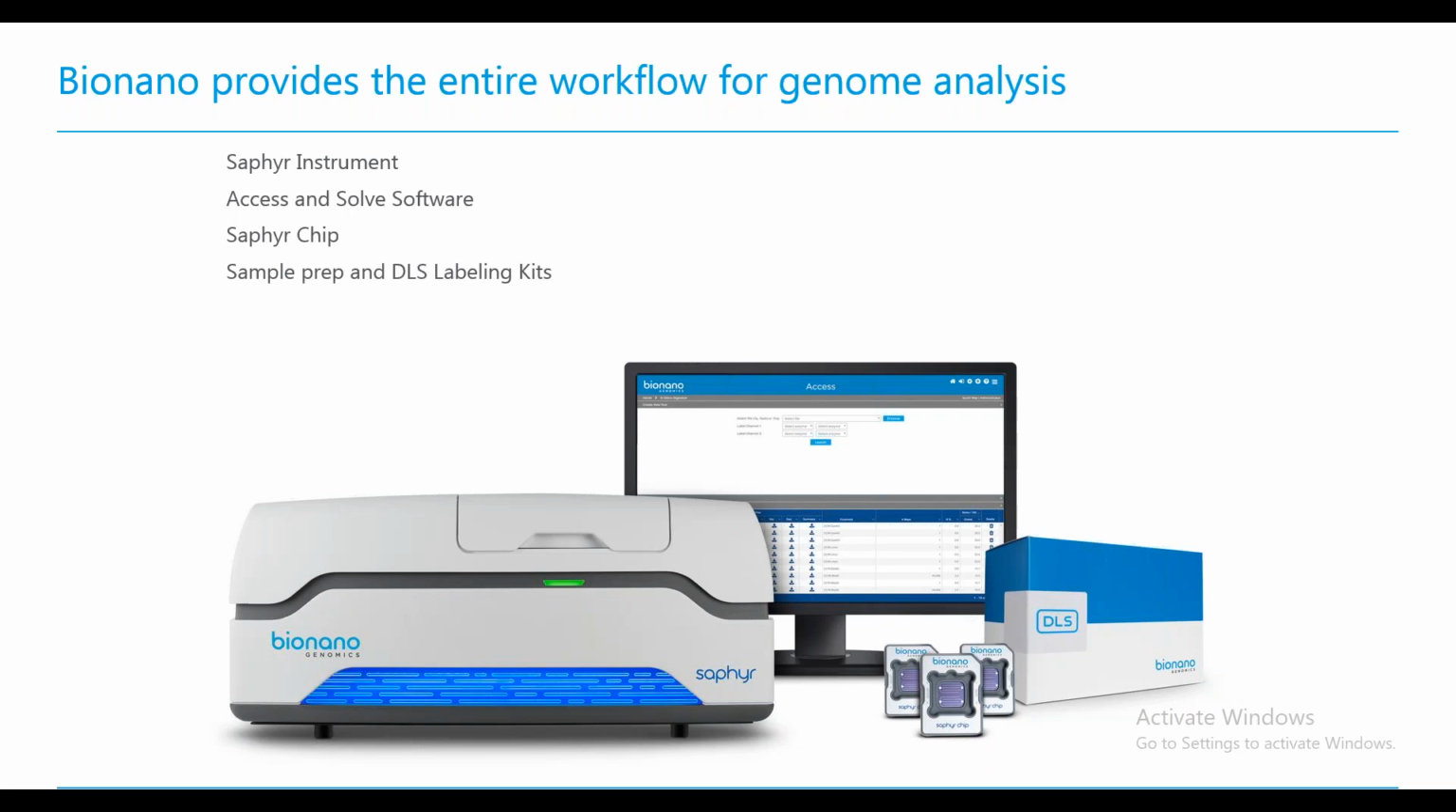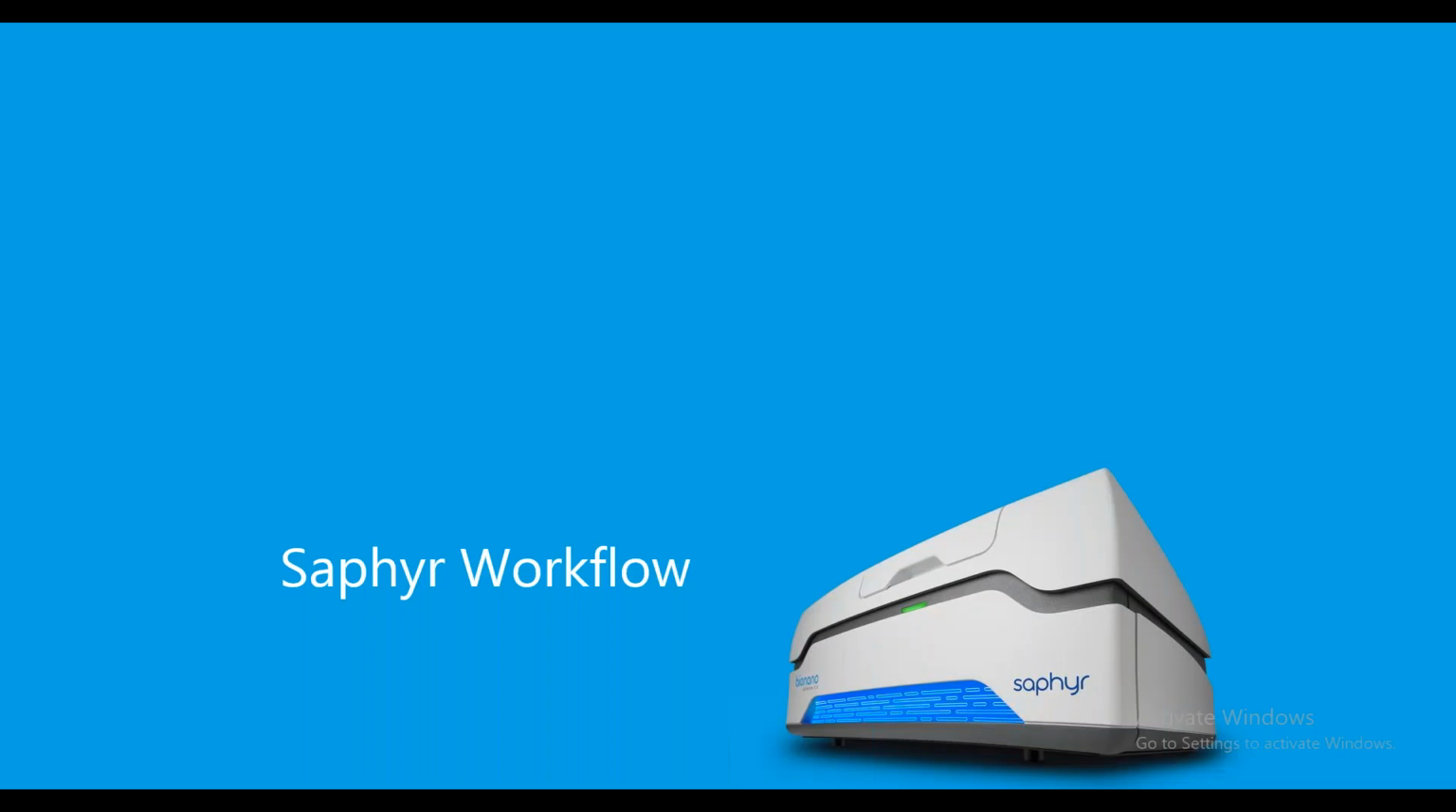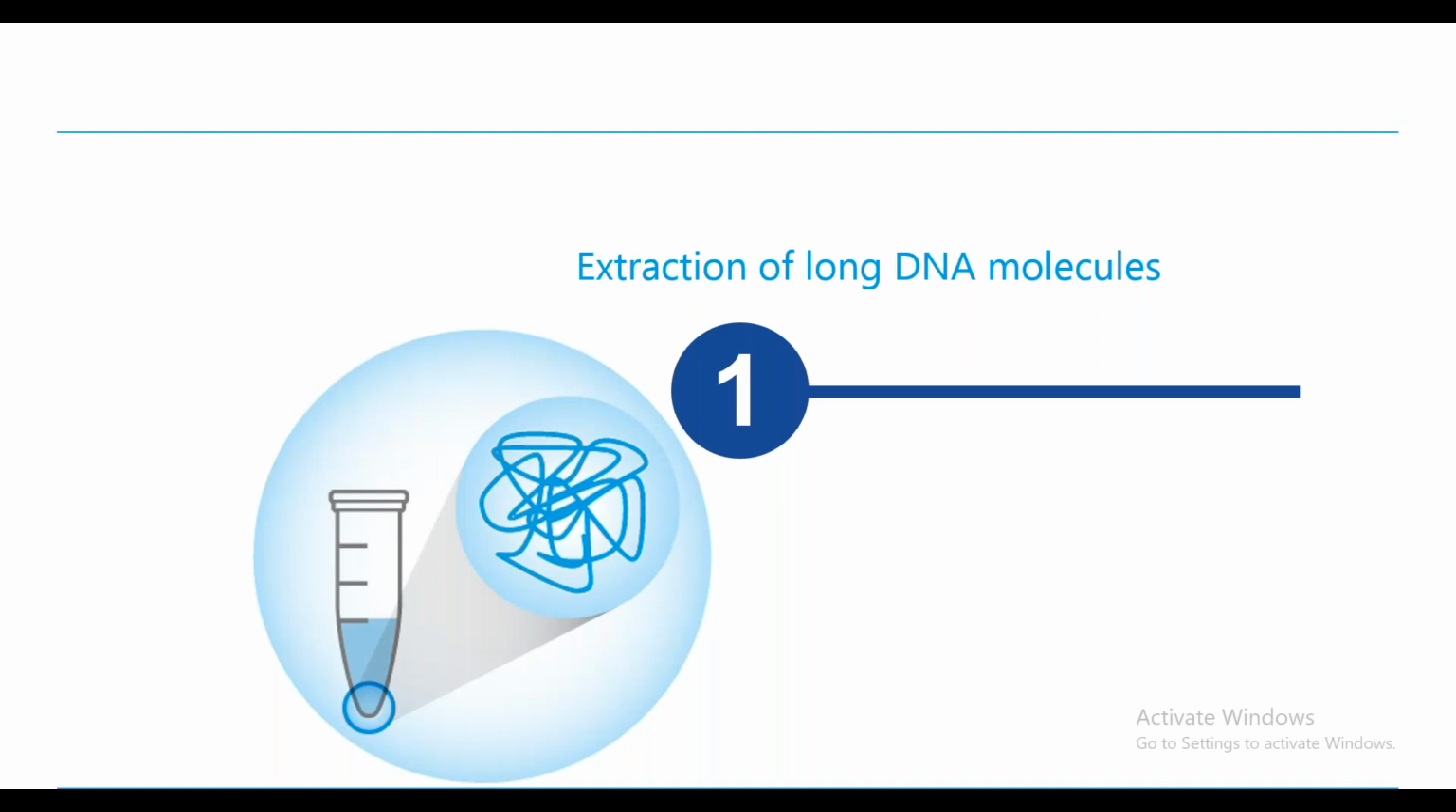Bionano builds an entire workflow. We have kits for DNA isolation and labeling. We have our chips that linearize the DNA on the Sapphire instrument, and we have our own bioinformatics tools that help analyze these structural variants. So I'll tell you real quick how it works, and then I'll give you some examples of things that our customers have done with our technology.